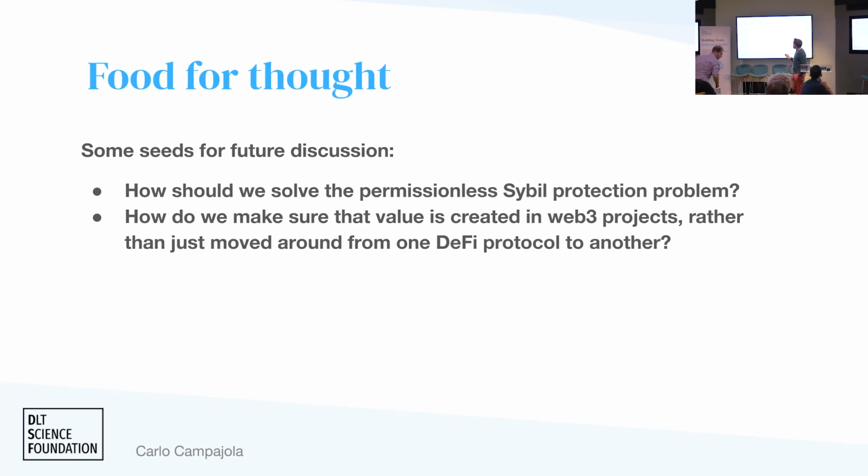How should we solve the permissionless Sybil protection problem? This is, I think, a very big question, and so far not very much answered. And how do we make sure that value is created in Web3 projects rather than just moved around from one DeFi protocol to another, which is also a bit of a problem.